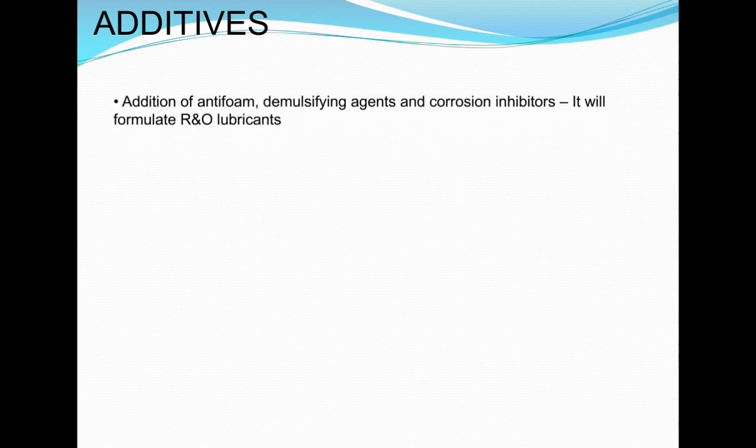Basically, the lubricants we are using in engines, the engine may be subjected to high load, high vibration, high temperature, or high speed. So we'll see what type of additives are added. Addition of antifoam and demulsifying agents and corrosion inhibitors are added to form R&O lubricants. R&O means rust and oxidation inhibited lubricants. It is used in various applications.